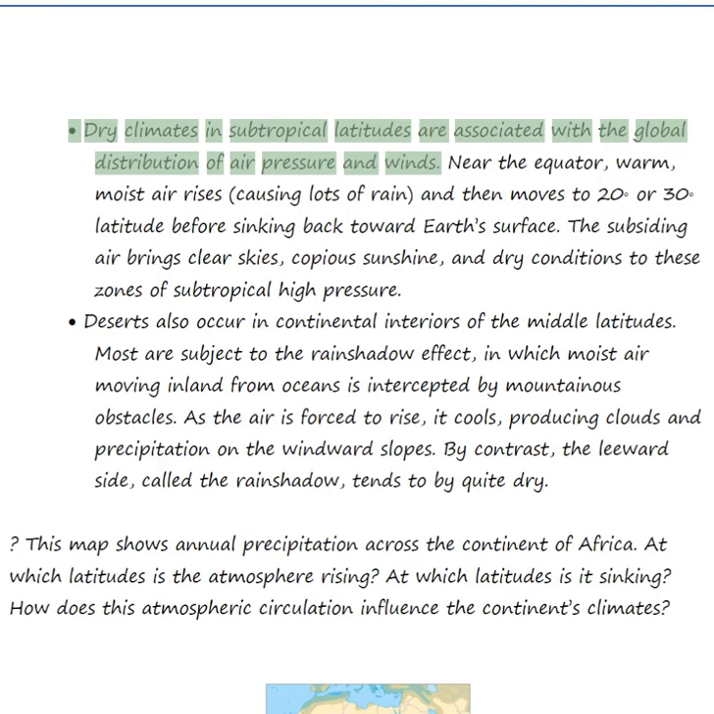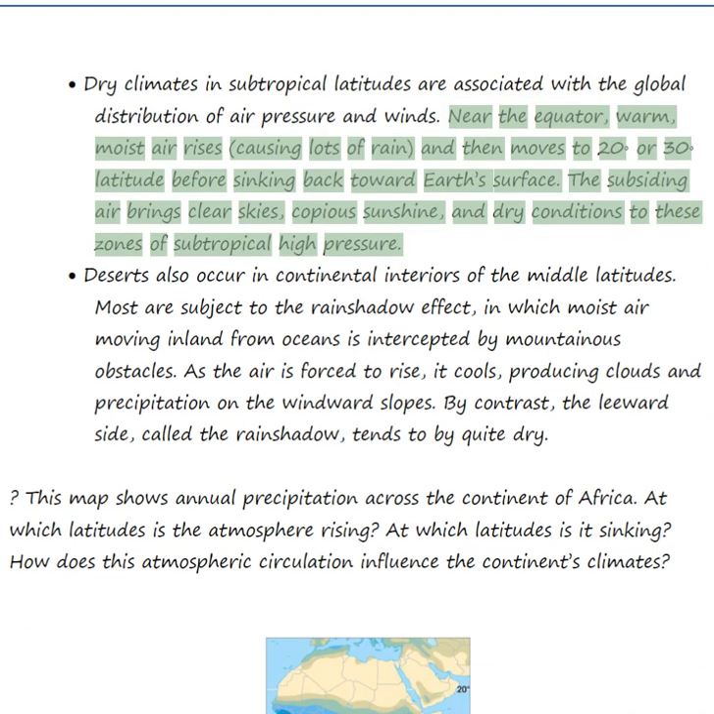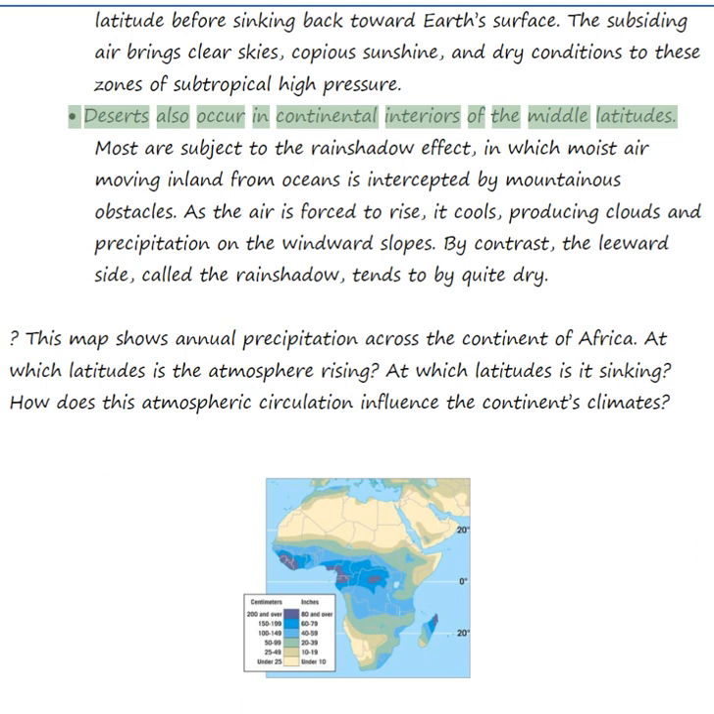Dry climates in subtropical latitudes are associated with the global distribution of air pressure and winds. Near the equator, warm, moist air rises and then moves to 20 or 30 degrees latitude before sinking back toward Earth's surface. The subsiding air brings clear skies, copious sunshine, and dry conditions to these zones of subtropical high pressure. Deserts also occur in continental interiors of the middle latitudes.